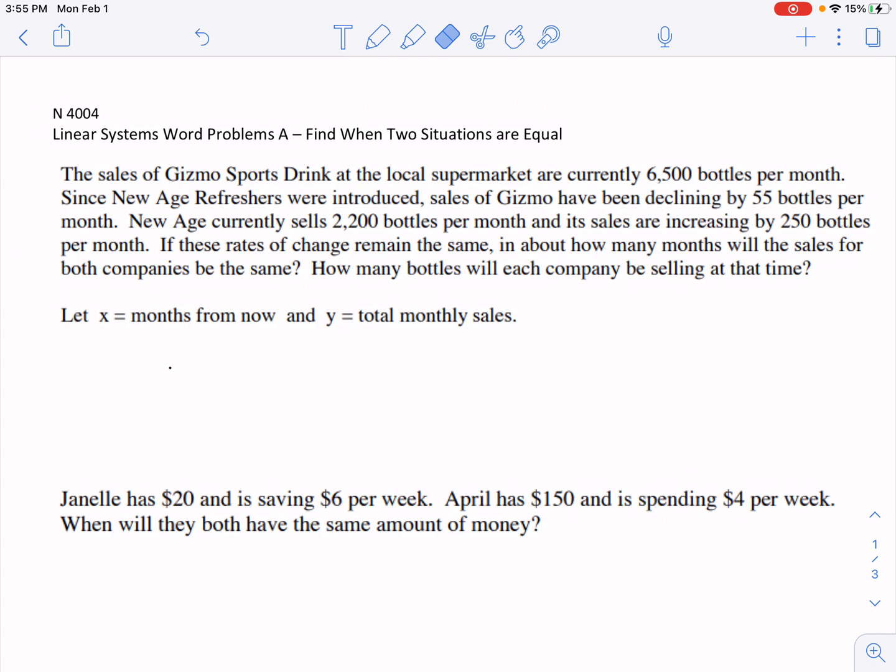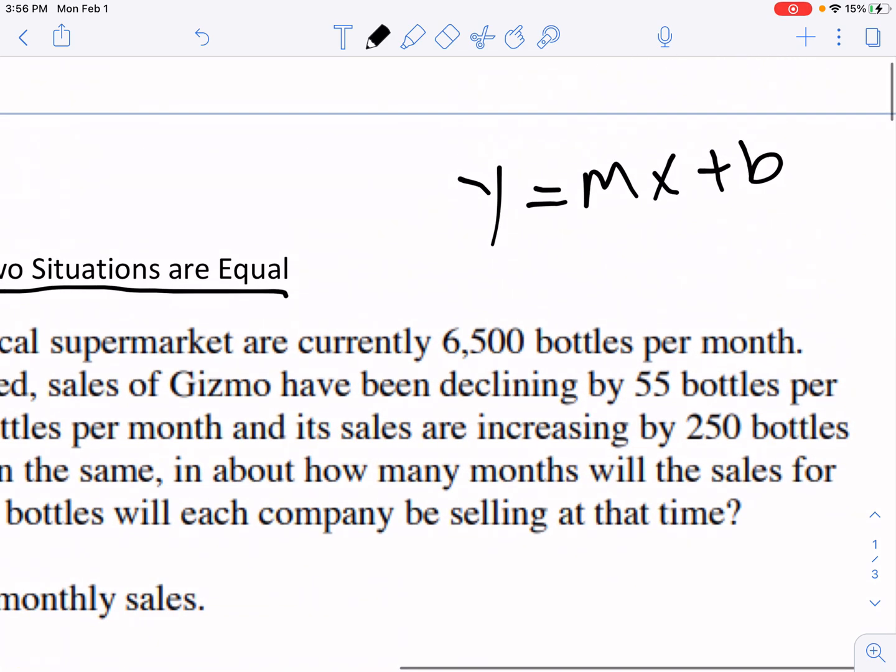Now the first round of word problems that we're going to look at, this part A, is finding when two situations are equal, okay? Perhaps a situation where we ask when are we going to have an equal cost or maybe an equal number of hours, whatever it happens to be. When we write the equations, when we create the system of linear equations from these application questions, they're going to be written in the form y equals mx plus b, our slope-intercept form, okay? Where b represents, if you recall, where we start. Where a given situation is going to start.